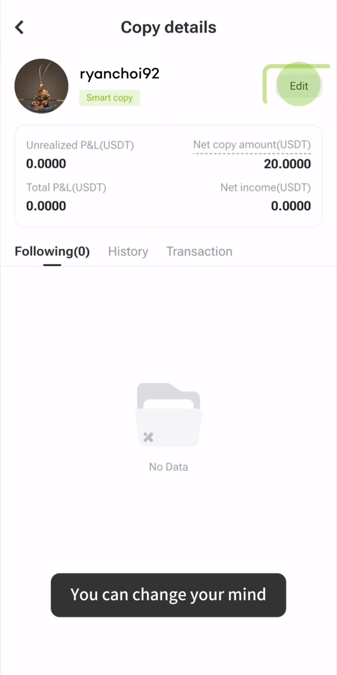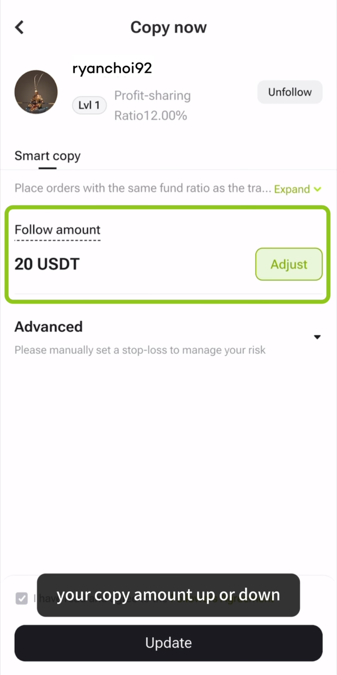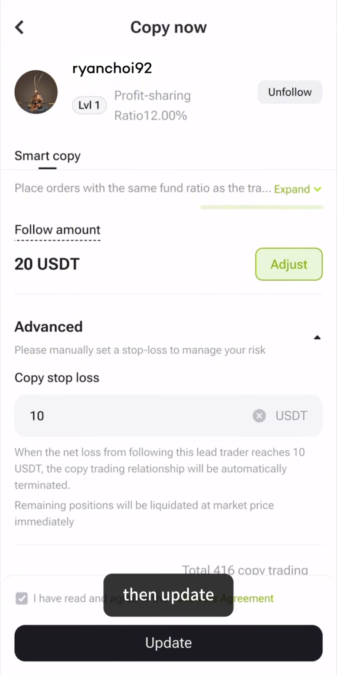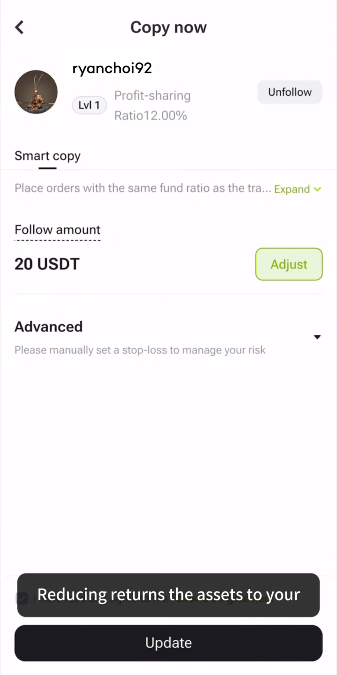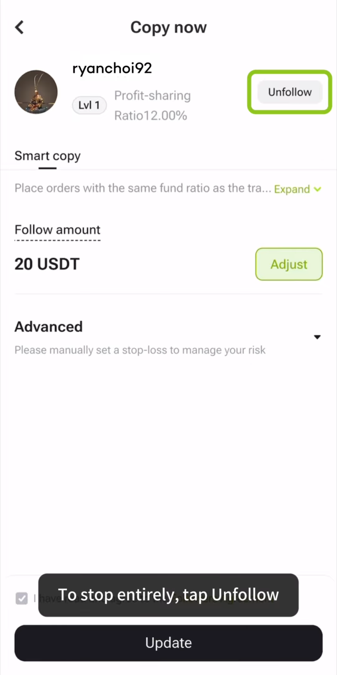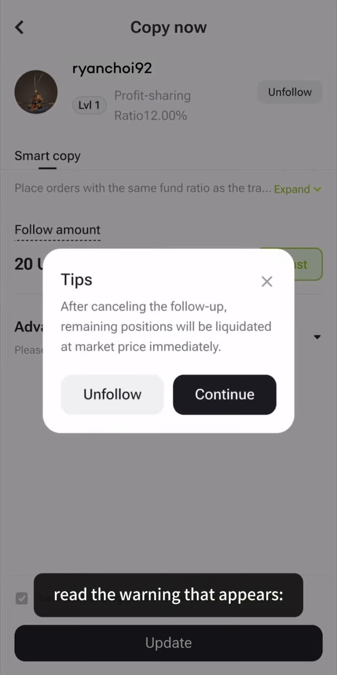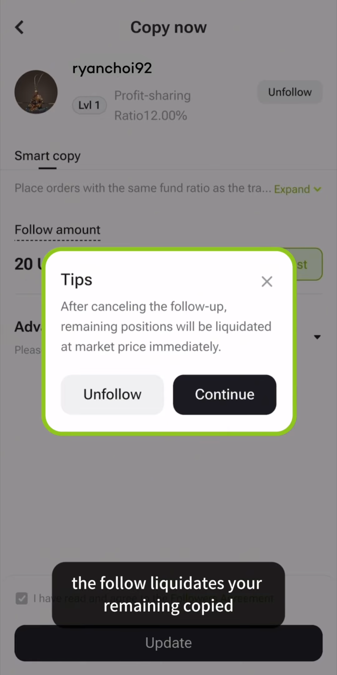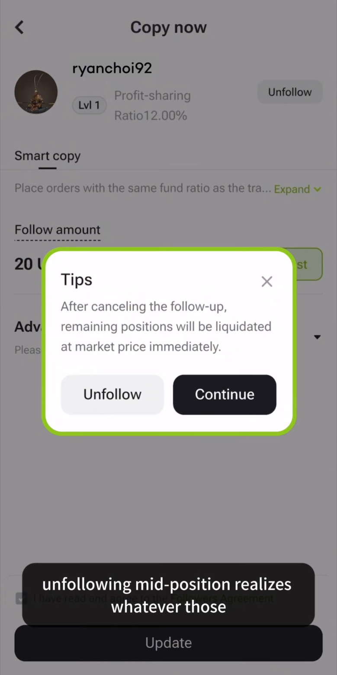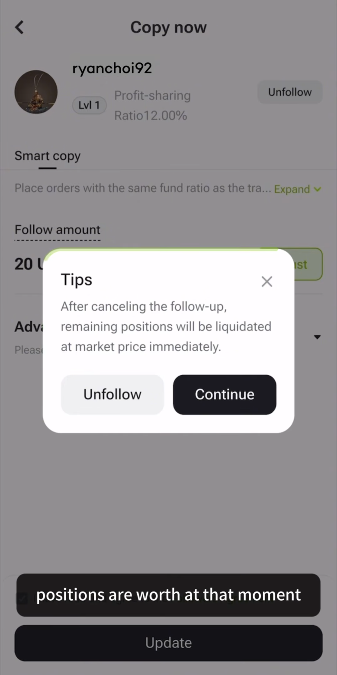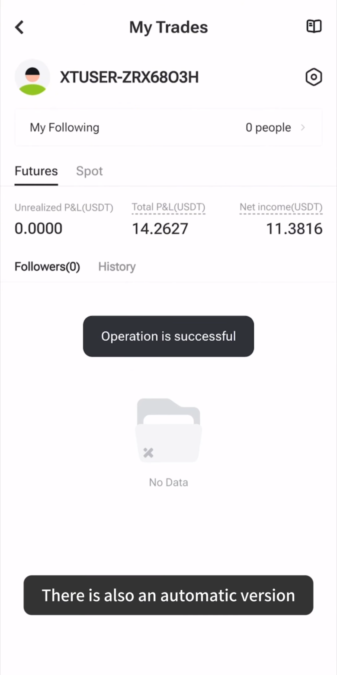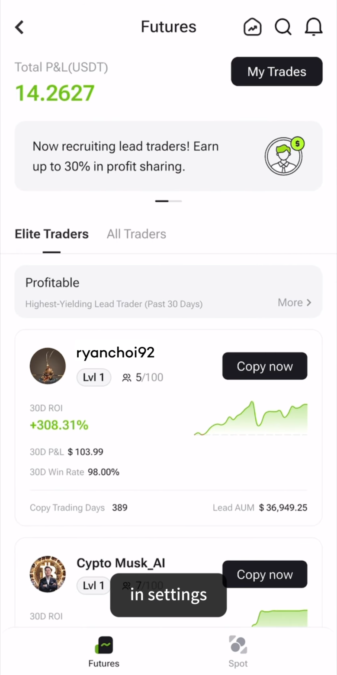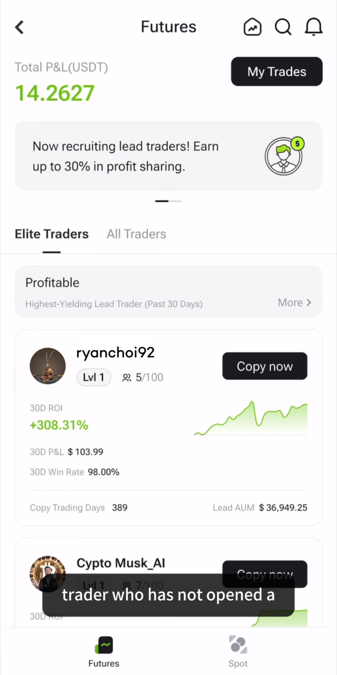You can change your mind, reopen the Follow panel to adjust your copy amount up or down, then Update. Reducing returns the assets to your futures account. To stop entirely, tap Unfollow and read the warning that appears. Canceling the follow liquidates your remaining copied positions at market price immediately, so unfollowing mid-position realizes whatever those positions are worth at that moment. There is also an automatic version in Settings which unfollows a lead trader who has not opened a position for 14 consecutive days.